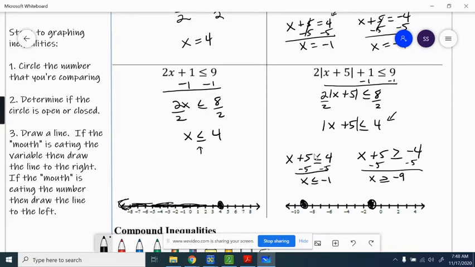And now let's figure out how to graph these. So x is less than -1. So the mouth is eating the number. That means we want to shade this way. And then for this inequality, we have x is greater than -9. So for this inequality, we want to shade this way. Okay, so that just means that x can be any value in between these two numbers.